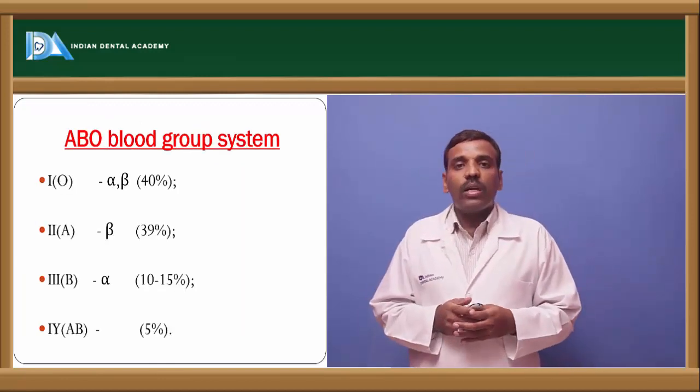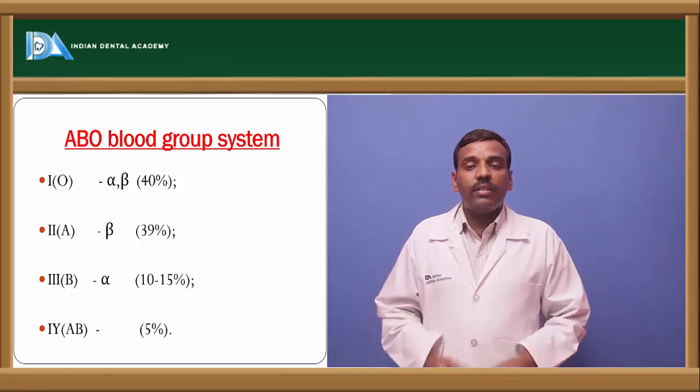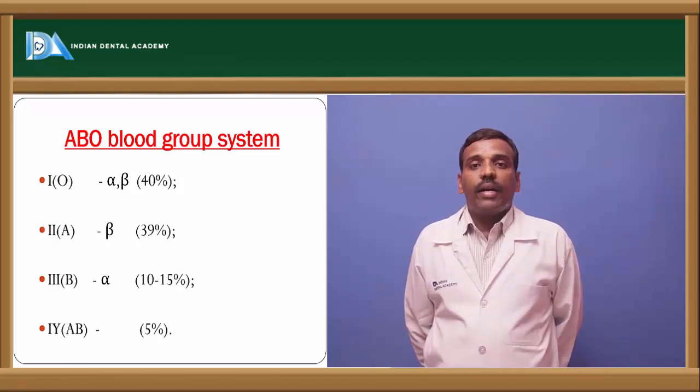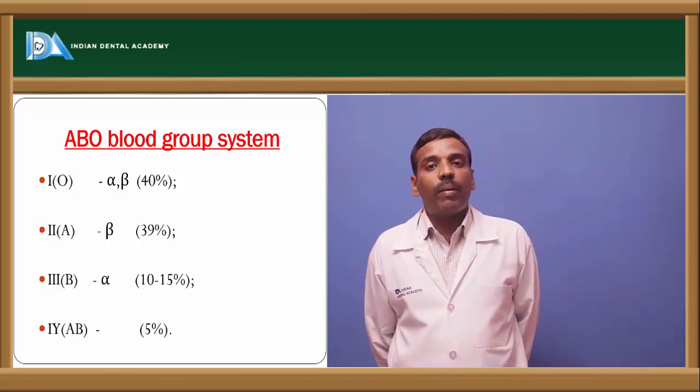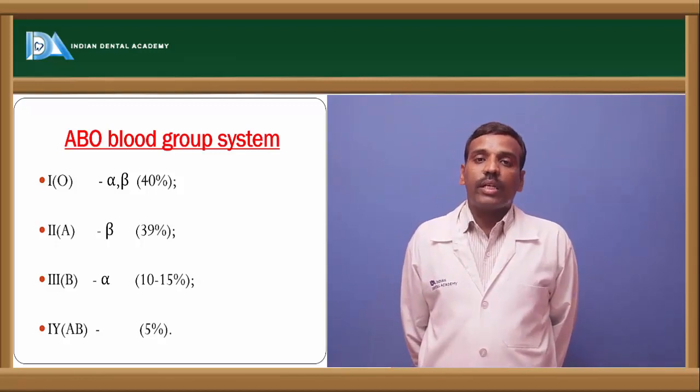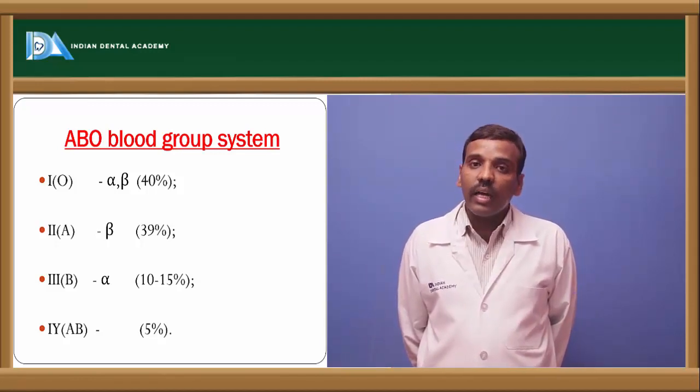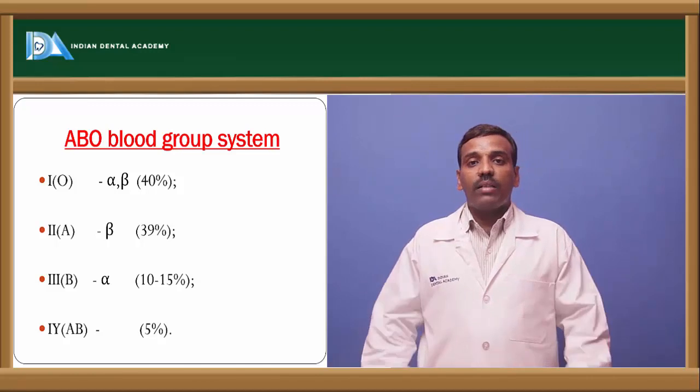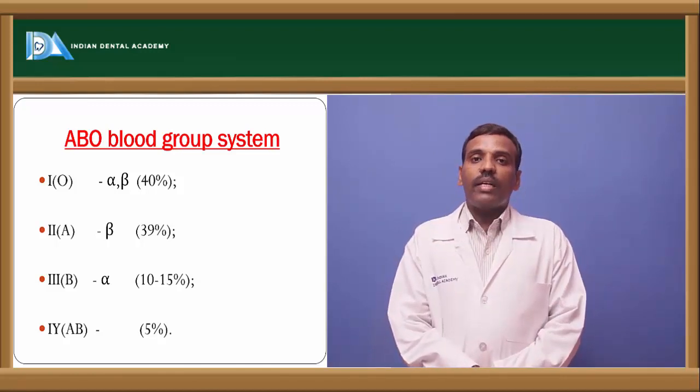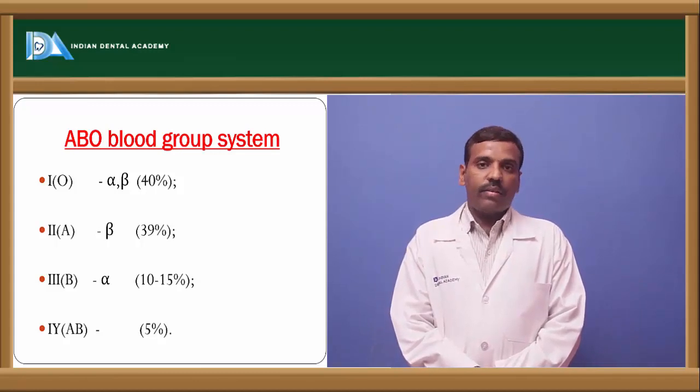And come to the blood groups. The blood groups were discovered by many people, and the predominant one is the ABO blood grouping system, which is called the classic blood grouping system. This classic blood grouping system was discovered by Karl Landsteiner, and he got the Nobel Prize in the 1930s.